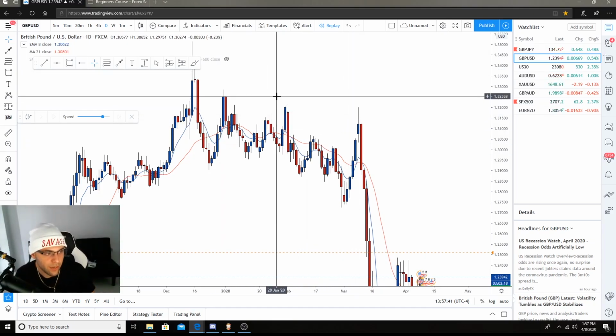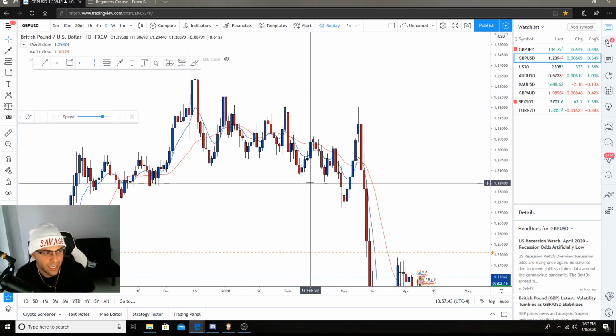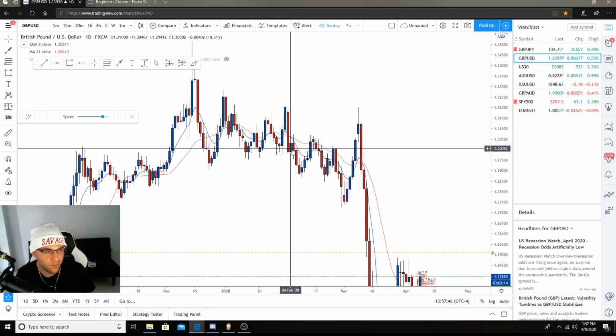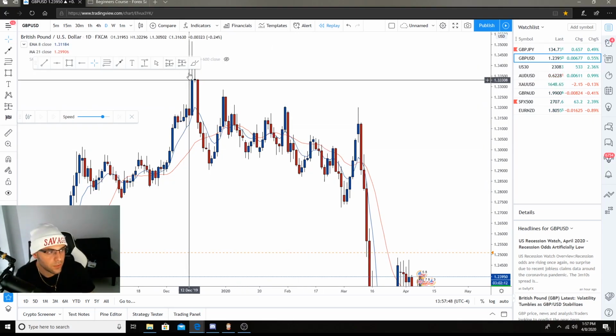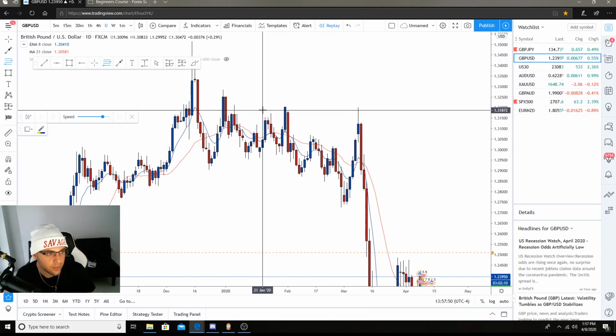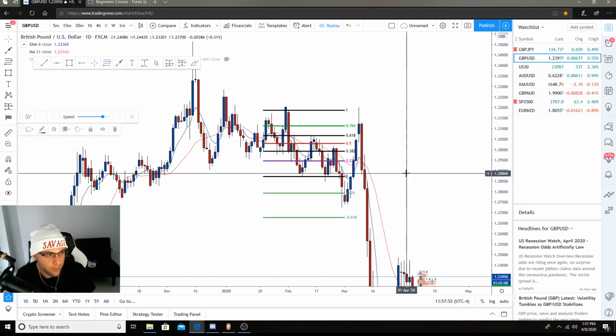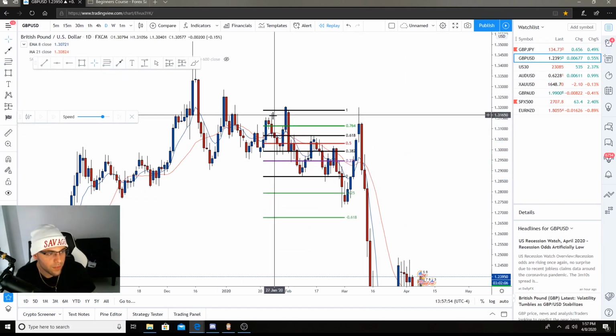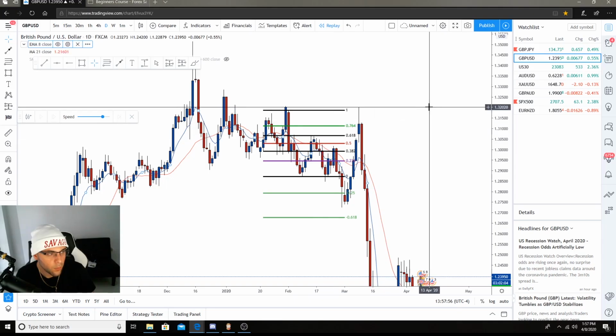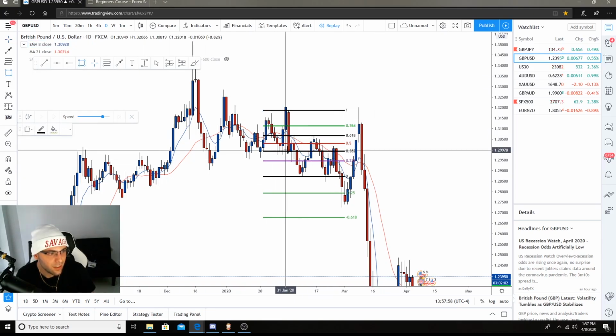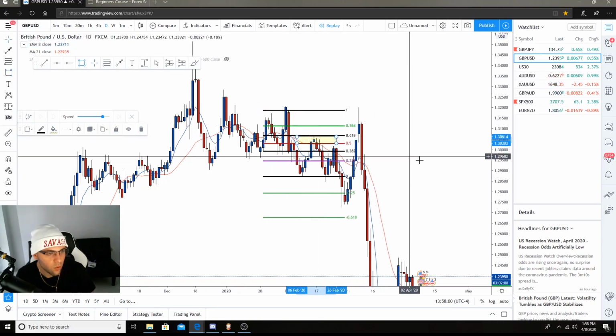So what do we have here? We have this little push to the downside. Don't let this blue candle affect you. What do we have here? We have the golden zone right there. Boom. Oh, damn it. We have the golden zone right here.